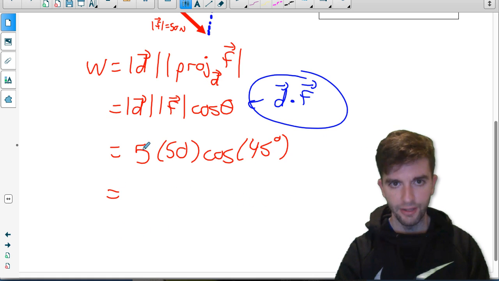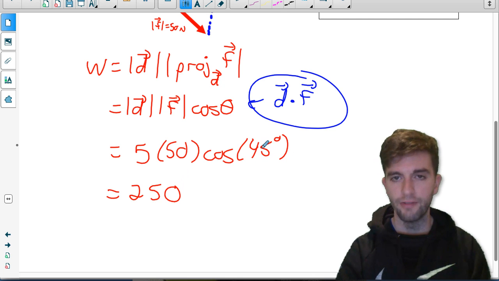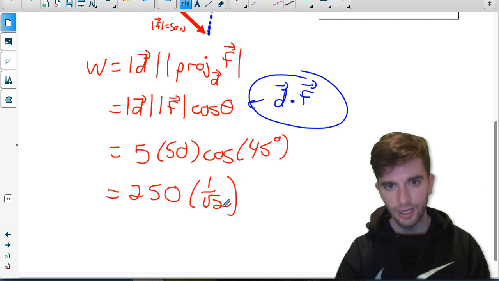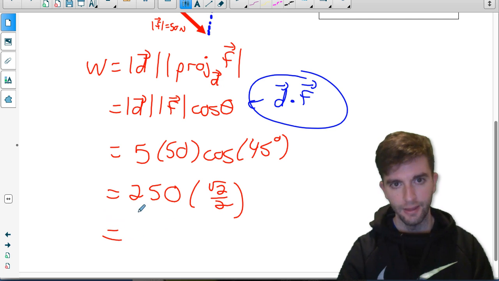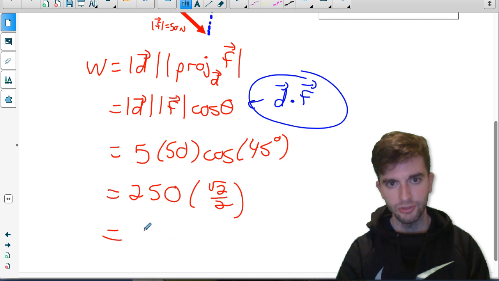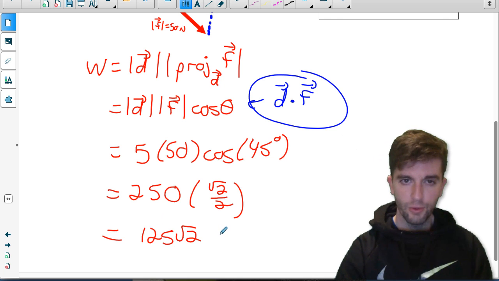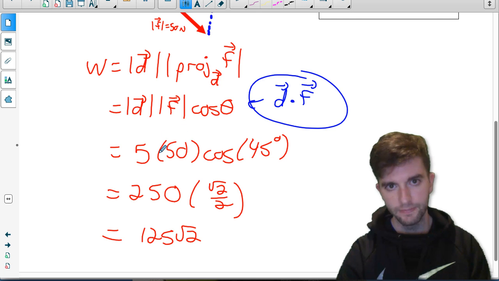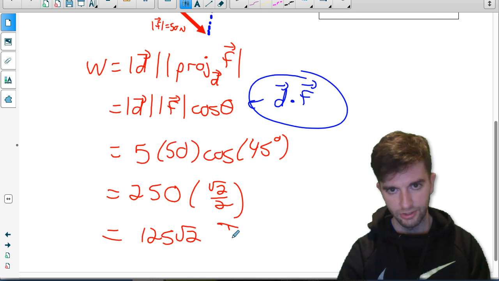And now I can simplify this. 5 times 50 is 250, and cos of 45 is a special angle, so I know that's 1 over root 2, or rationalized, it's root 2 over 2. And if I simplify this, 250 divided by 2 is 125, so I get 125 root 2 as an exact value for the mechanical work. And the units we're working with here are Newton meters. The displacement was in meters, the force was in newtons, so this is in Newton meters, which is equivalent to joules.